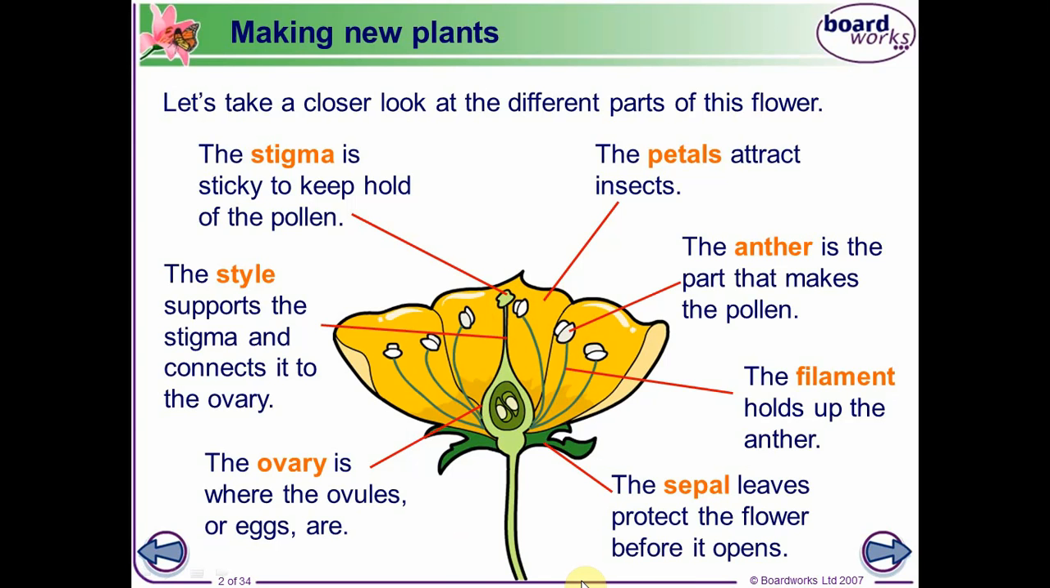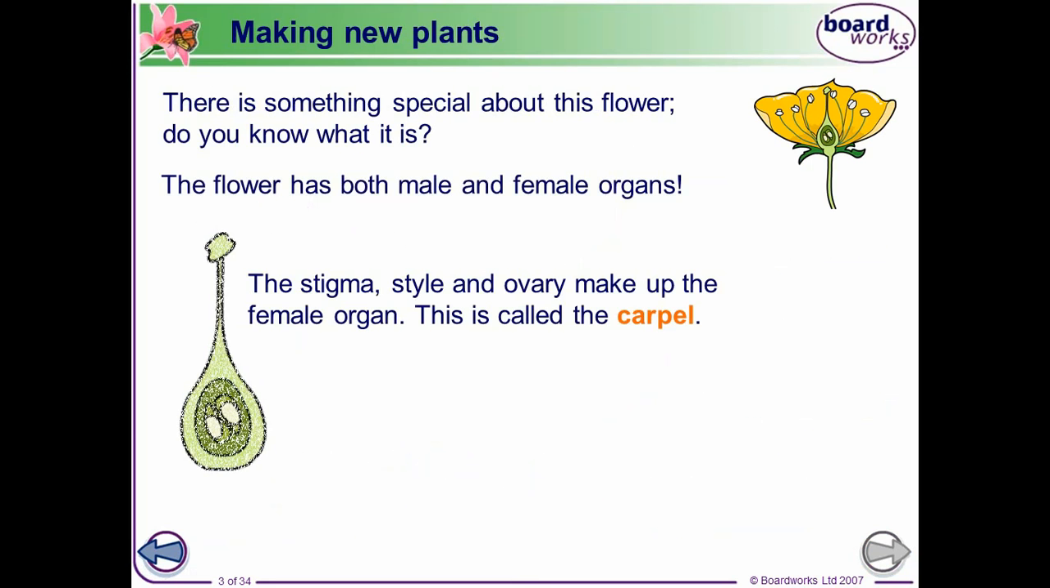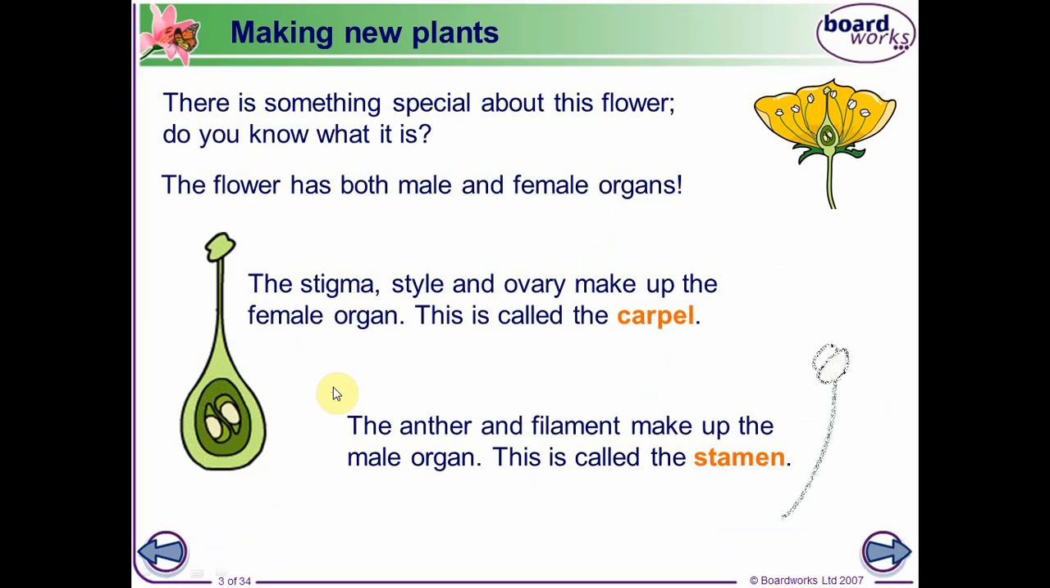Okay, so let's revise the parts of the flower. Sepal protects the flower before growing; petals attract insects and protect the inner part of the flower. The male organ, whose name is stamen, consists of filament and anther. The female part, whose name is carpel, consists of ovary, stigma, and style. This is the carpel that we saw before, the female part, and this is the stamen, which is the male part.